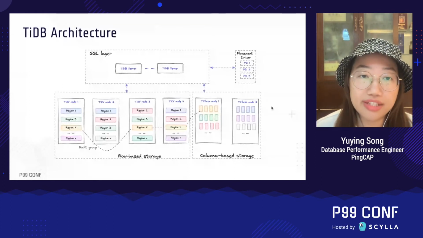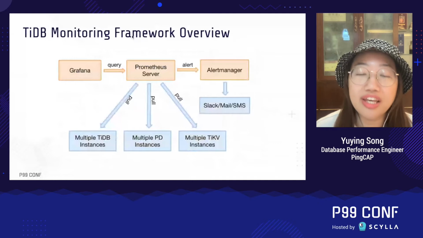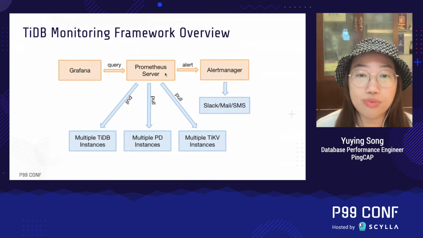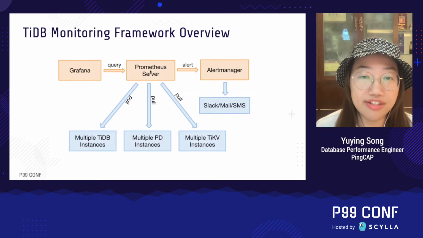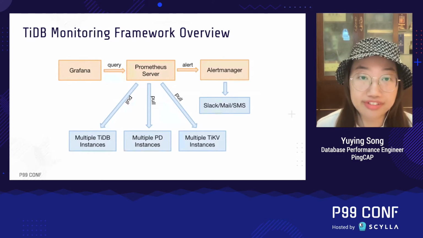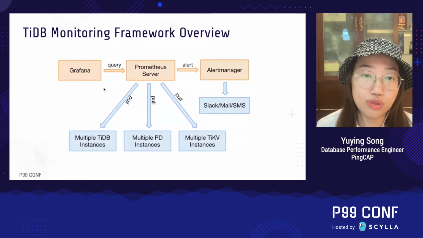And as for TiDB's monitoring framework, it adopts two famous open source projects. The first one is Prometheus. The second is Grafana. TiDB uses Prometheus to store performance metrics, and uses Grafana to visualize them.